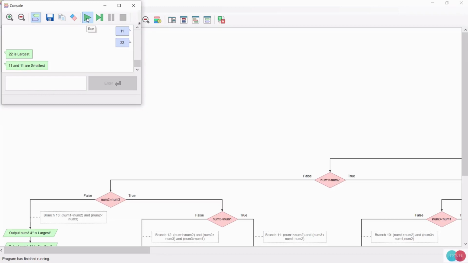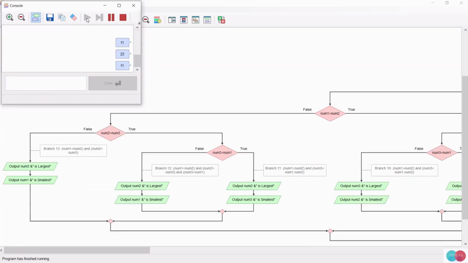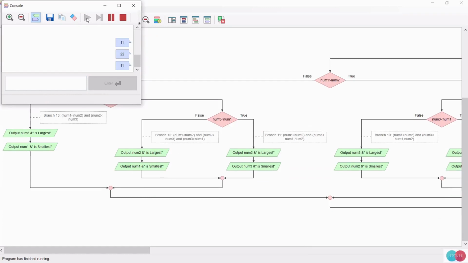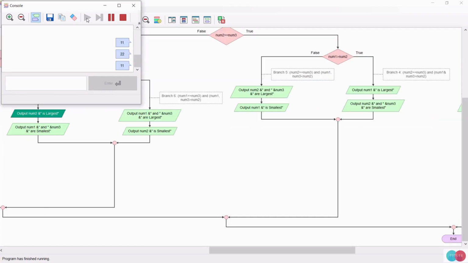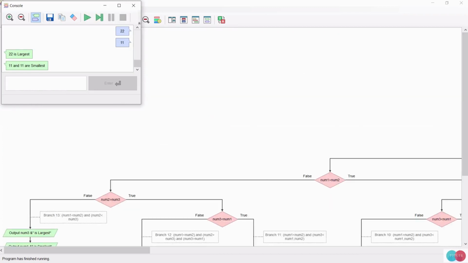And we will see the third scenario where only the second number is largest, and the first and third numbers are smallest, but both are equal. The first number and third number are equal. 11, 22 and 11. Okay, so the second number is largest and the first number and third number are smallest.